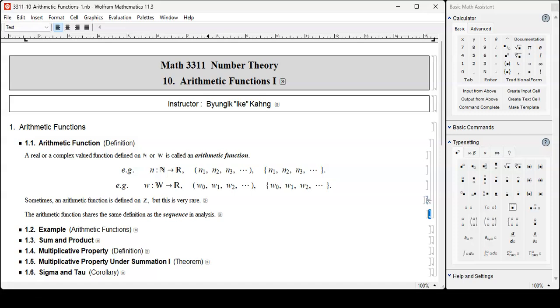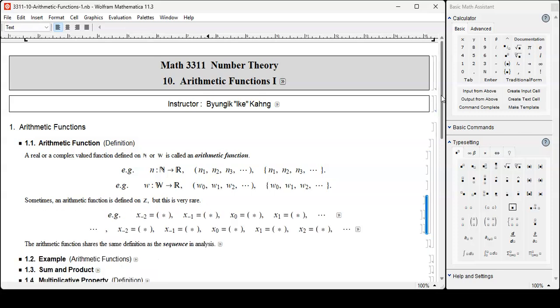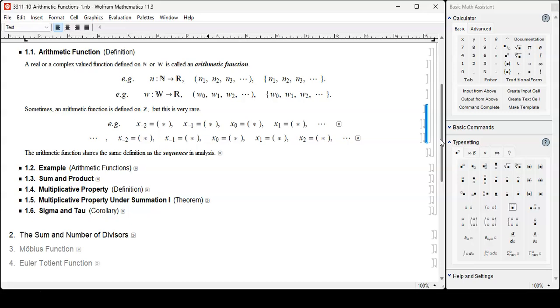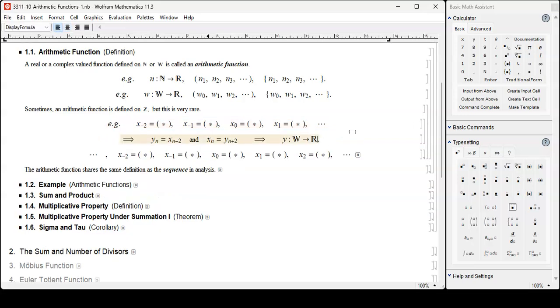Now one more thing, and we're going to move on. Sometimes arithmetic functions are defined on Z, but that's pretty rare. For example, if you have an arithmetic function defined from -2 and then -1, 0, 1, 2, 3, and so on, in that case, we can reduce it into another arithmetic function, a usual one defined from W, so that yn is xn minus 2, or xn is yn plus 2, equivalently speaking.